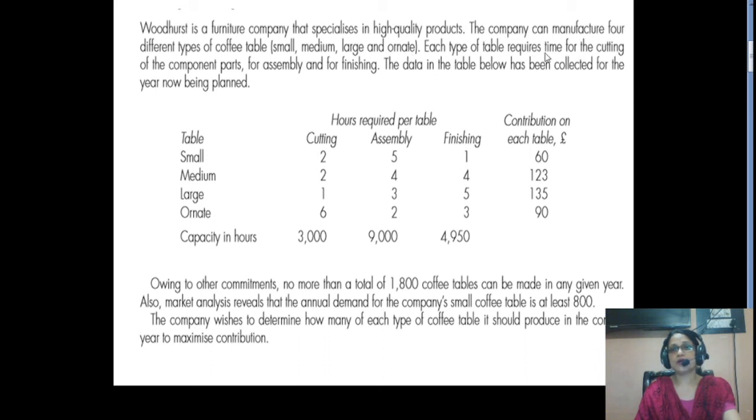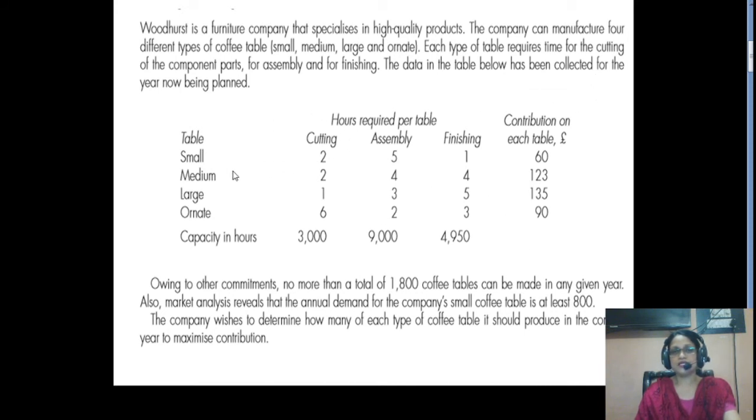Each type of table requires time for cutting of the component parts, for assembly and for finishing. So three types of exercises are being conducted on four types of products. See how the situation is complicated. These are four variables, right? Four activities, four products. You cannot plot all this complicated situation on the graph. So that is why we are using another method of solving linear programming equations, that is simplex. The data in the table below has been collected for the year now being planned.